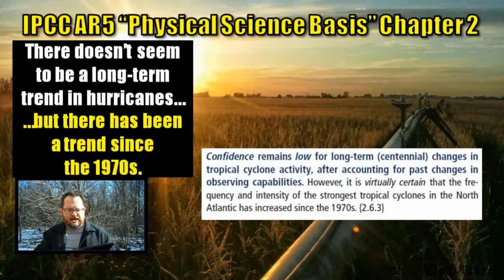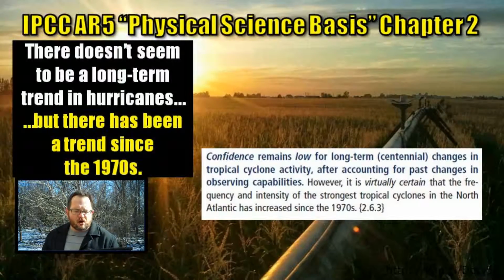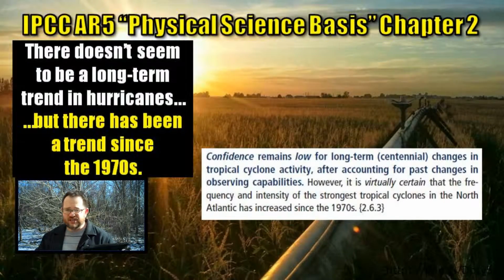Finally, confidence remains low for long-term, that is centennial, like on the order of hundreds of years, changes in tropical cyclone activity. In other words, over the last 100 years or so, changes in the amount of hurricanes, or the strength of hurricanes, or whatever, our confidence in that seems very low. One of the things that the public tends to think is like somehow or other global warming is causing more hurricanes.